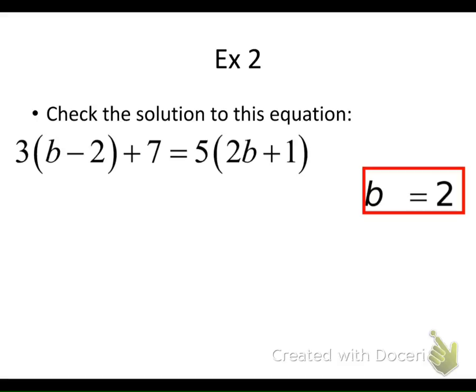So example number 2, again, put your answer, the b equals 2, up above by your example number 2. That way you have room to work. Now, what's different between this example and the first example? Darius? The equals is not at the end. It's just the parentheses at the end.